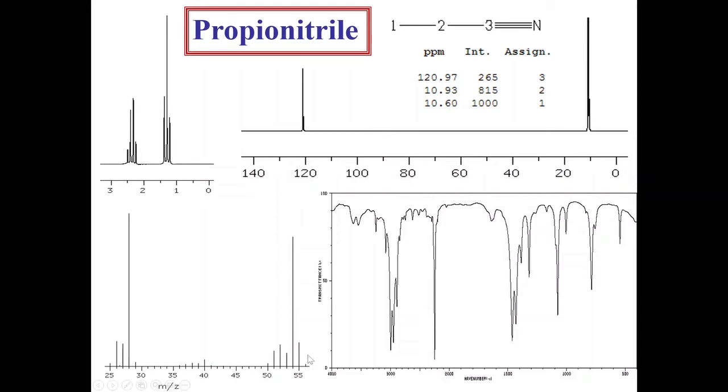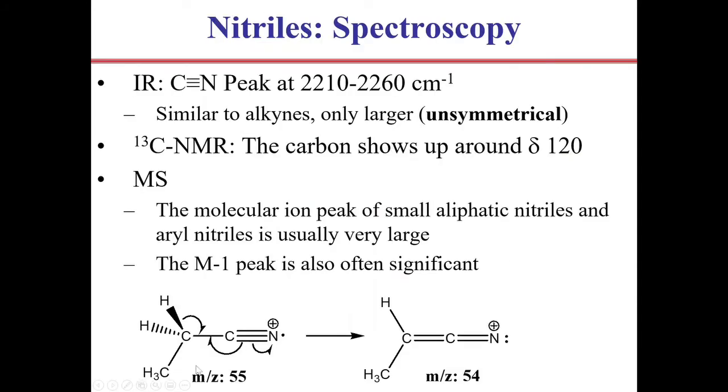Your mass spec. This is a nitrogen-containing compound, so we should see an odd value on our molar mass. The molecular ion peak here is at 55, which doesn't really look like the molecular ion peak because of how small it is. The M-1 peak is huge. So that could be very confusing. Let's go back and look here at the note. This is what's going on there.